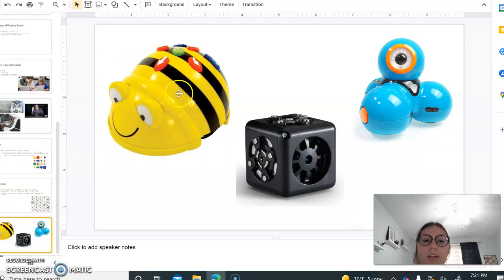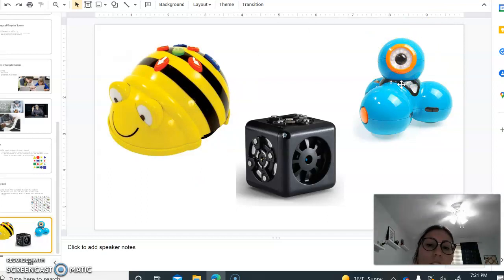So here are some of the robots we used in class. So this is the Bee-Bot. This is also another one that they could do, kind of going through mazes and stuff. It's a little bit more challenging, so it's not really for my grade level, but I do think it was a really cool robot. I would be working with the Bee-Bot more.